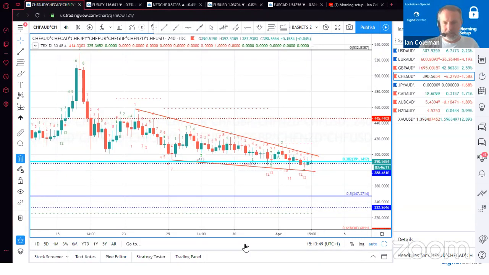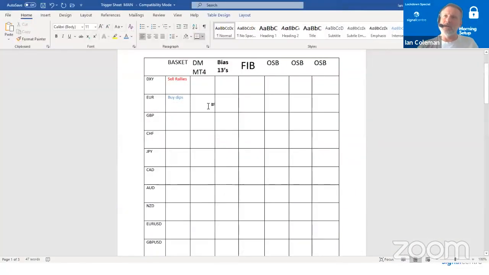And basically at the end of doing the baskets, I should have buy dips, sell rallies, or straight buy or sell, or neutral. There are neutral currencies as well, where you're in between support and resistance. There's no decent chart formation. So don't force it. Just leave it. Just ignore that currency for today and move on.